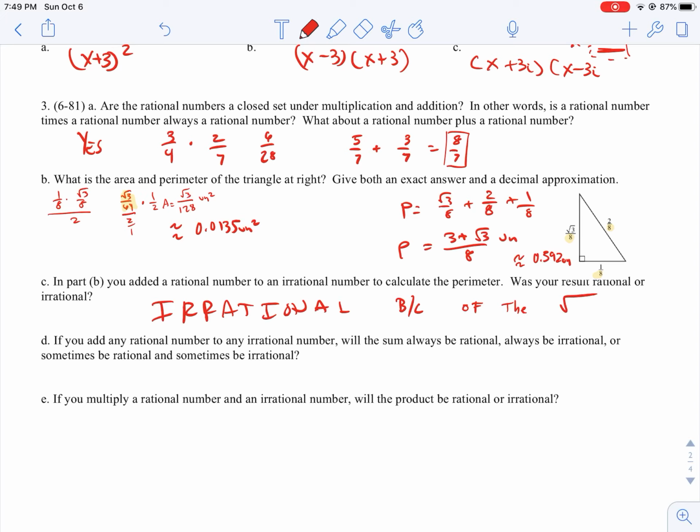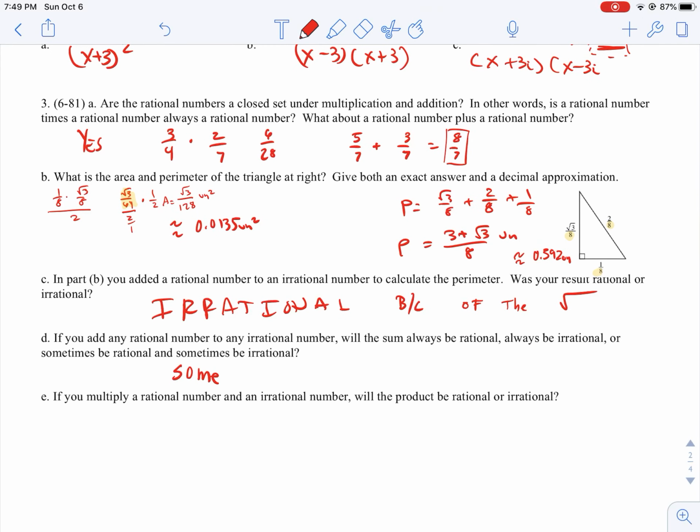If you add any rational number to any irrational number, will the sum always be rational? It's going to be sometimes for both. If you multiply a rational number and an irrational number, will the product be rational or irrational? It will be irrational.